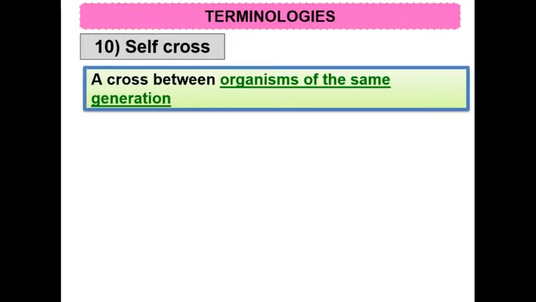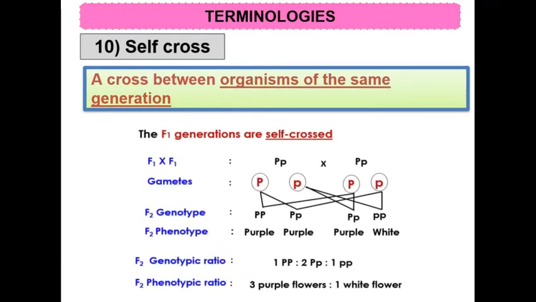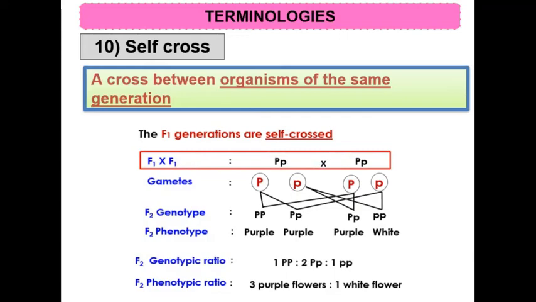Self cross is a cross between organisms of the same generation. For example, a crossing between individuals in F1 generation, F1 cross F1.